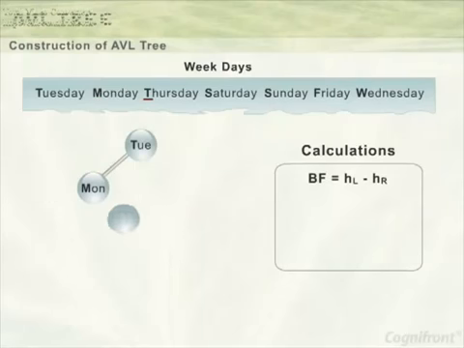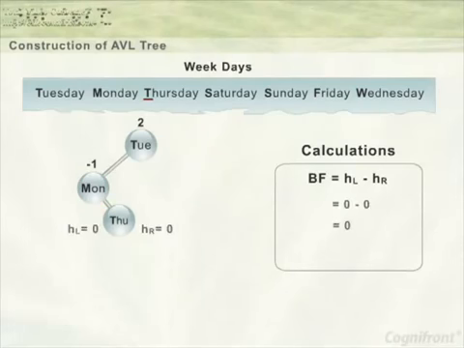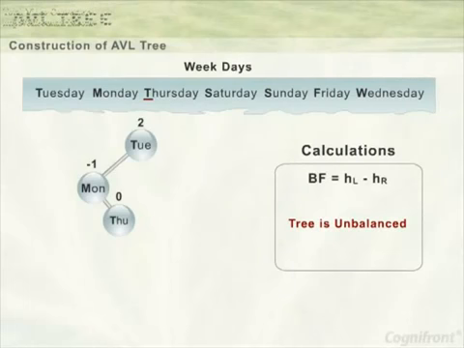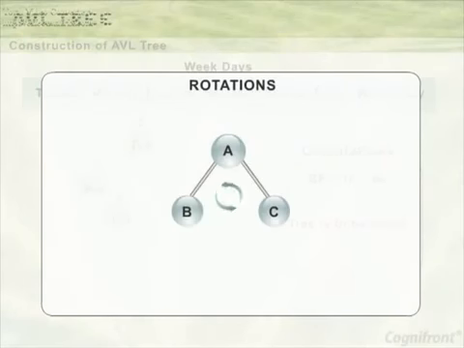Then comes Thursday, which is smaller than Tuesday but greater than Monday. So, it is inserted to the right side of Monday. When Thursday is inserted into the tree, the height of the left subtree of Tuesday becomes 2 and the right subtree is 0. So, BF of Tuesday is now 2 while that of Monday is -1 and Thursday is 0. Now, the tree has become unbalanced. In order to rebalance the tree, a rotation is performed.